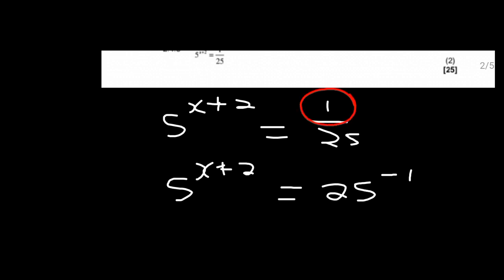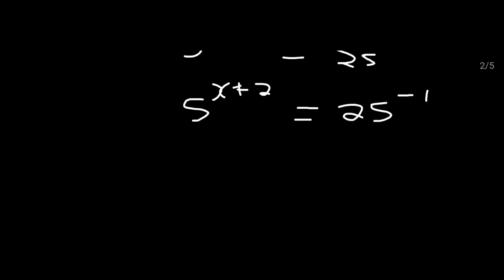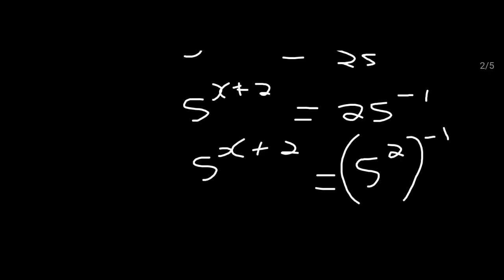Something works if it is 1 over something, okay? So now you can notice that you can change this number into its factors. You have 5 to the exponent of x plus 2, then change 25 into its factors. What's 25 equal to in factors? You're going to get 5 to the exponent of 2. That's 25, then you have a negative 1.